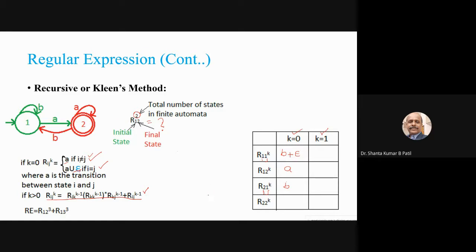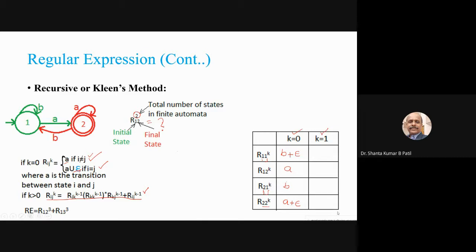For 2 to 2, i and j values are similar, and the transition between 2 to 2 is a. So when k is equal to 0 and both are similar, it is the transition between i and j plus epsilon. This is how you can complete the first column, k is equal to 0.